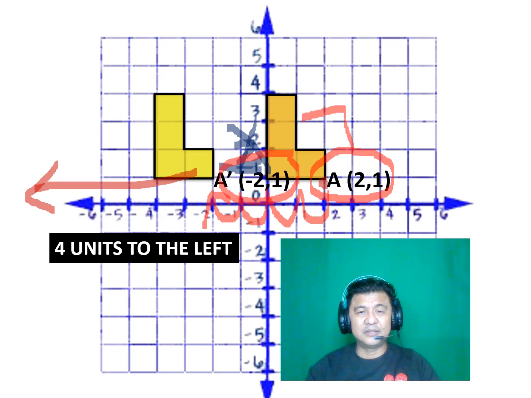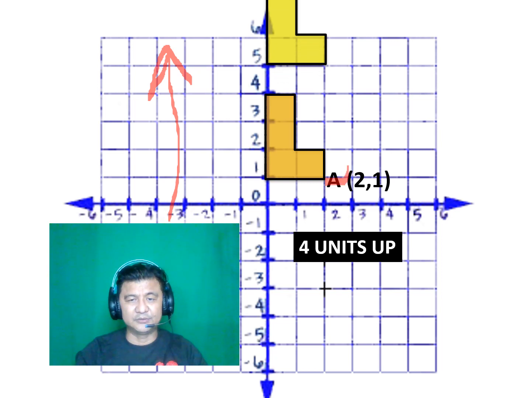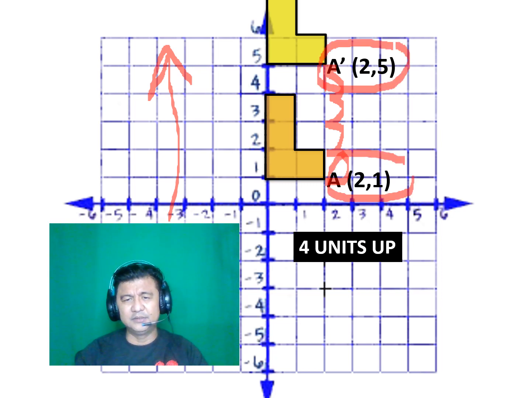What happened? Write it down in your notes. We will make an observation. Next, we will move 4 units up. 1, 2, 3, 4. Are you sure, Ram? Again, let's count. 1, 2, 3, 4. So point A is now there. A is 2, 5. Look again, guys. What happened from 2, 1? It became 2, 5 when my instruction says 4 units up.